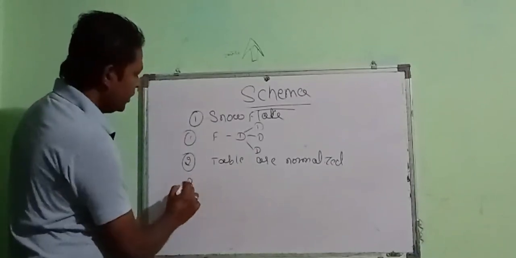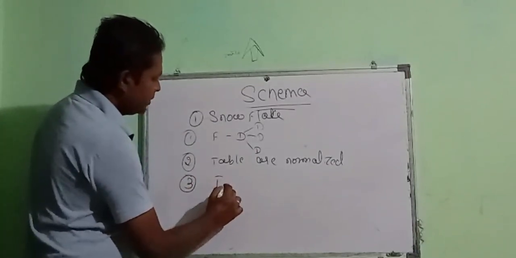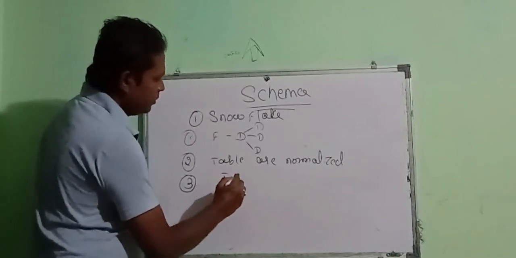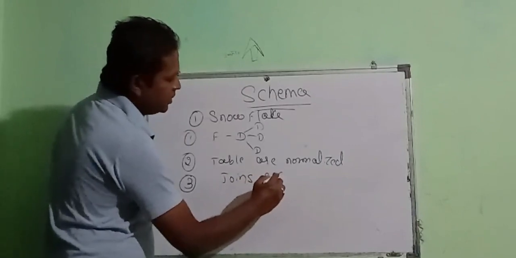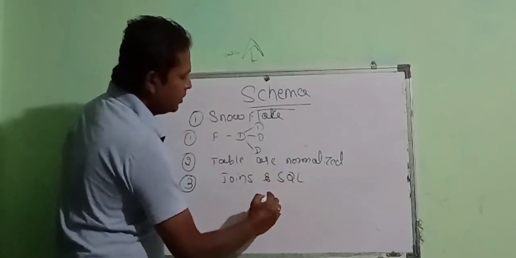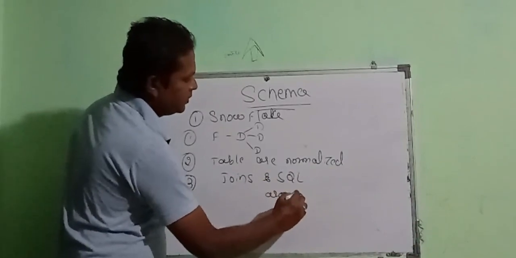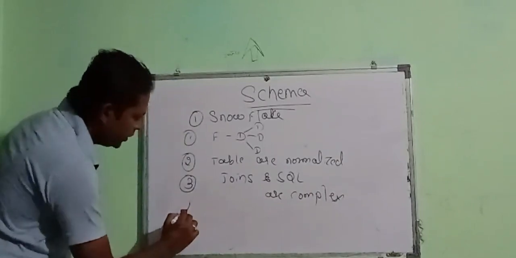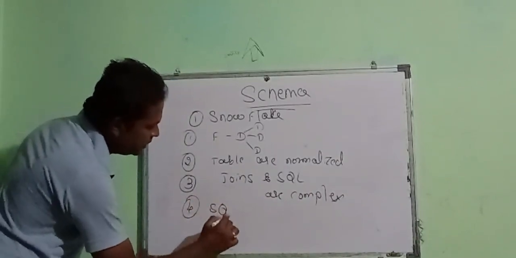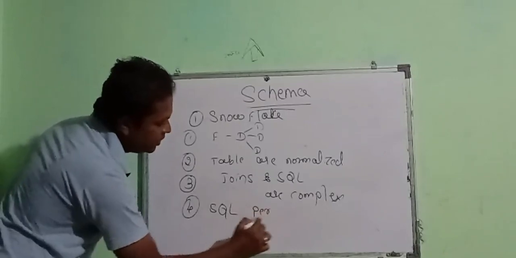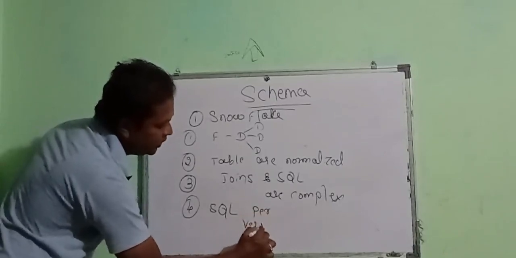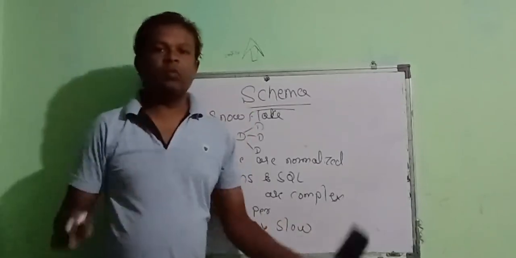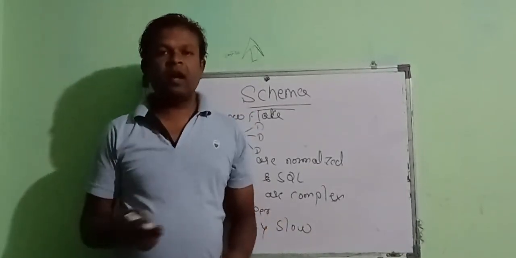The third key point is that joins and SQL queries are complex here in snowflake schema. The fourth point is that the execution of SQL queries is performance-wise very slow in snowflake schema. So I think you learned about schemas, star schema, and snowflake schema.